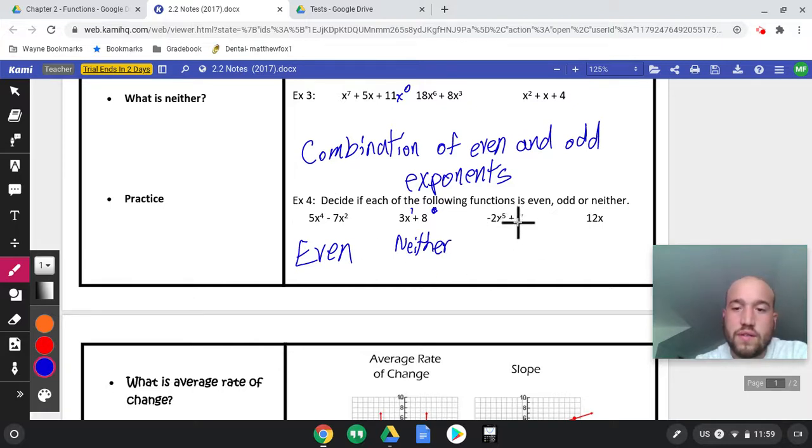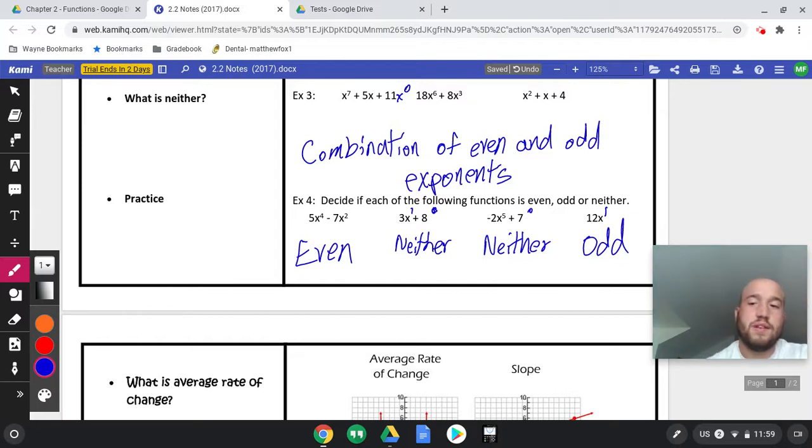Okay, our next one, x to the 5th, that is odd right there. This next one, still x to 0. Once again, we get neither. And our final one, there's only one term here. It's to the 1st, so that is going to be odd.